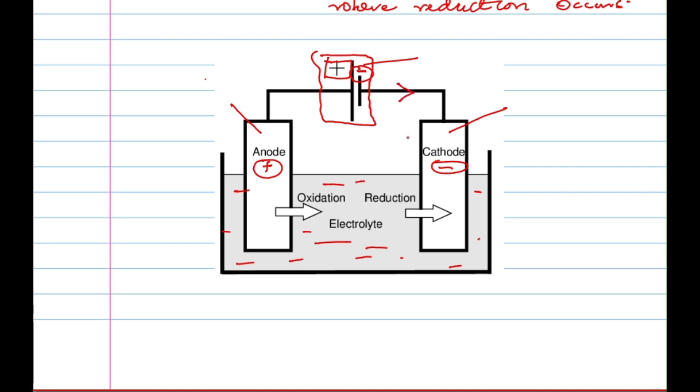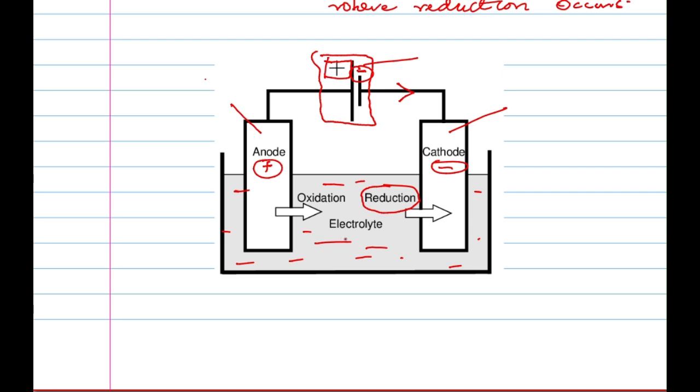So the arrow would be like this. So it goes to the cathode. Remember, we said at the cathode reduction takes place. And if you remember, reduction is the gain of electrons. So it means the electrons that are coming from the negative side of the battery will be gained at the cathode. So that is why the cathode is also negatively charged.